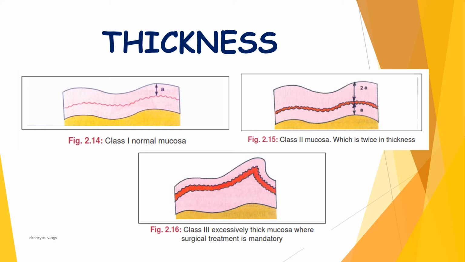In class 2 mucosa, it can be of two types. Soft tissues have a thin investing membrane and are highly susceptible to irritation under pressure. And soft tissues have mucous membranes that are twice the normal thickness. And in class 3, soft tissues have excessively thick investing membranes filled with redundant tissue.